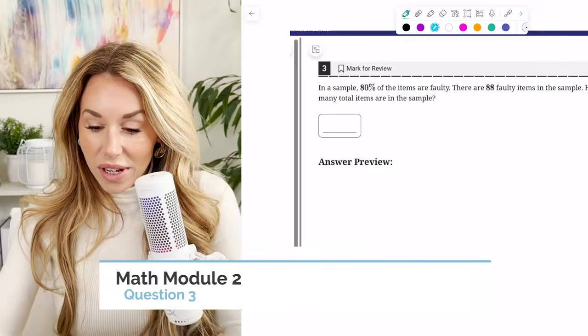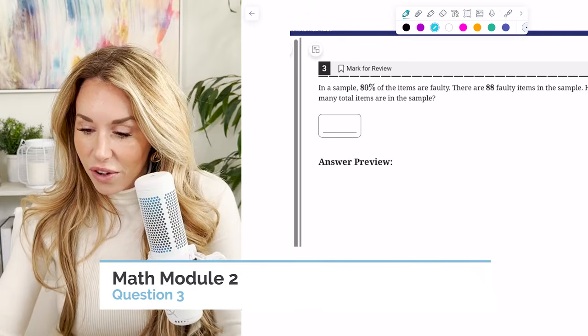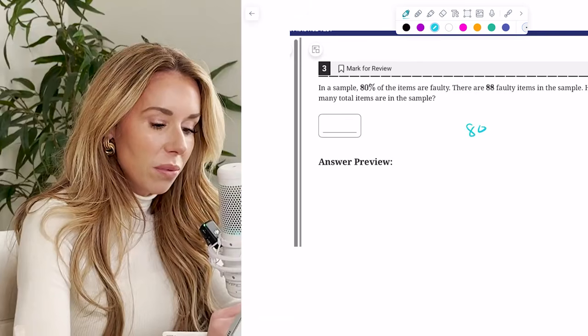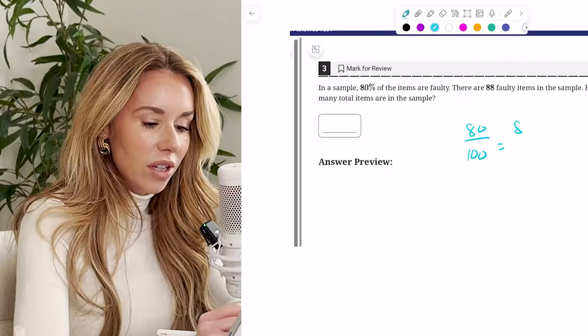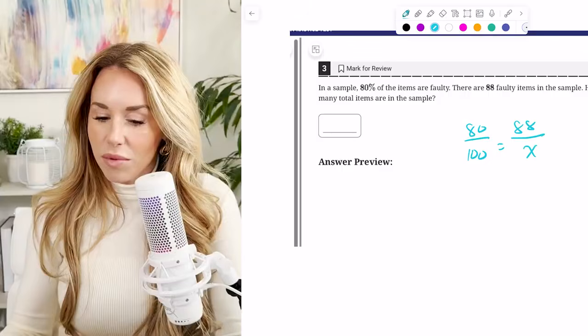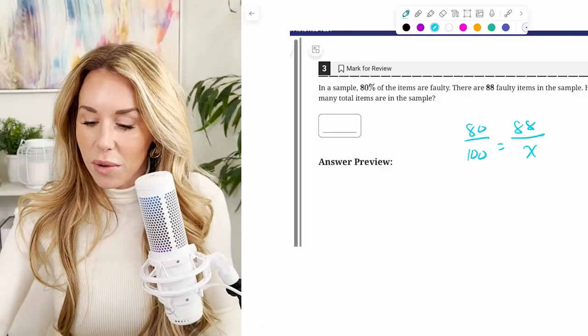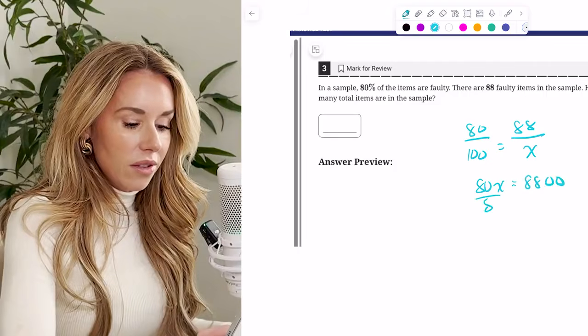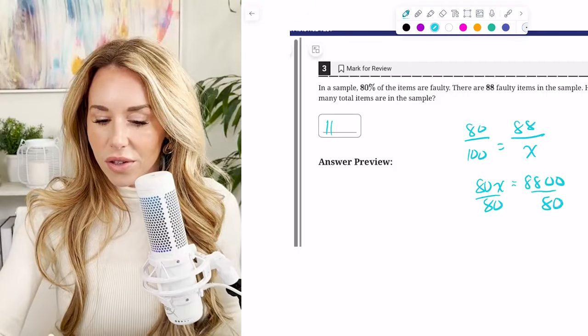In a sample, 80% of the items are faulty. There are 88 faulty items. Okay, so if 80% are faulty, I'm going to set up a proportion. If there's 88 faulty items, how many total items are there in the sample? I'll cross multiply and then divide by 80. So the answer is 110.